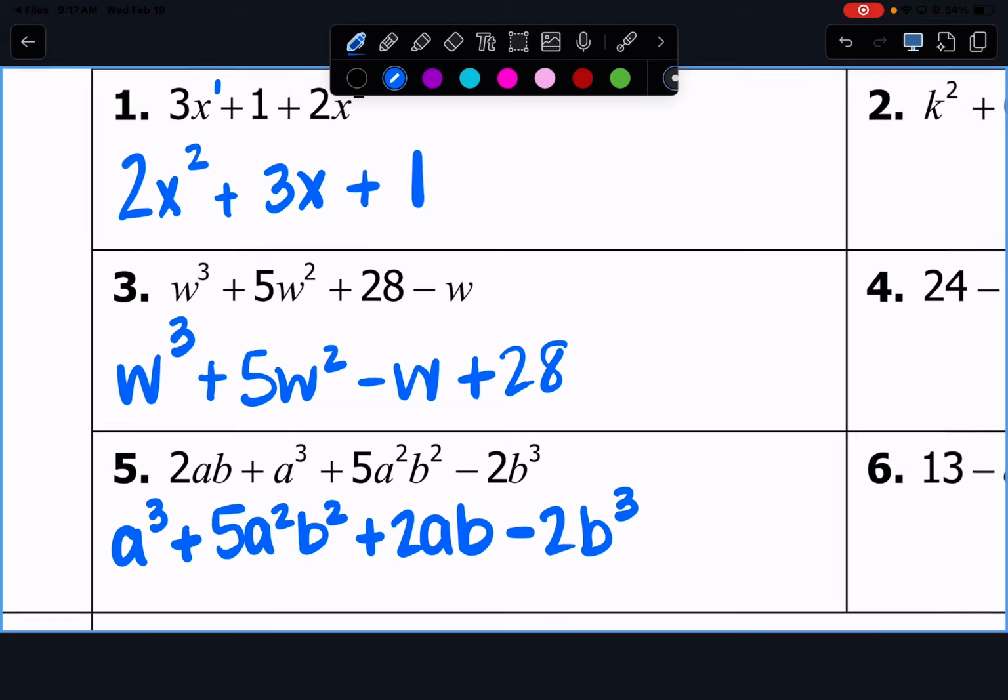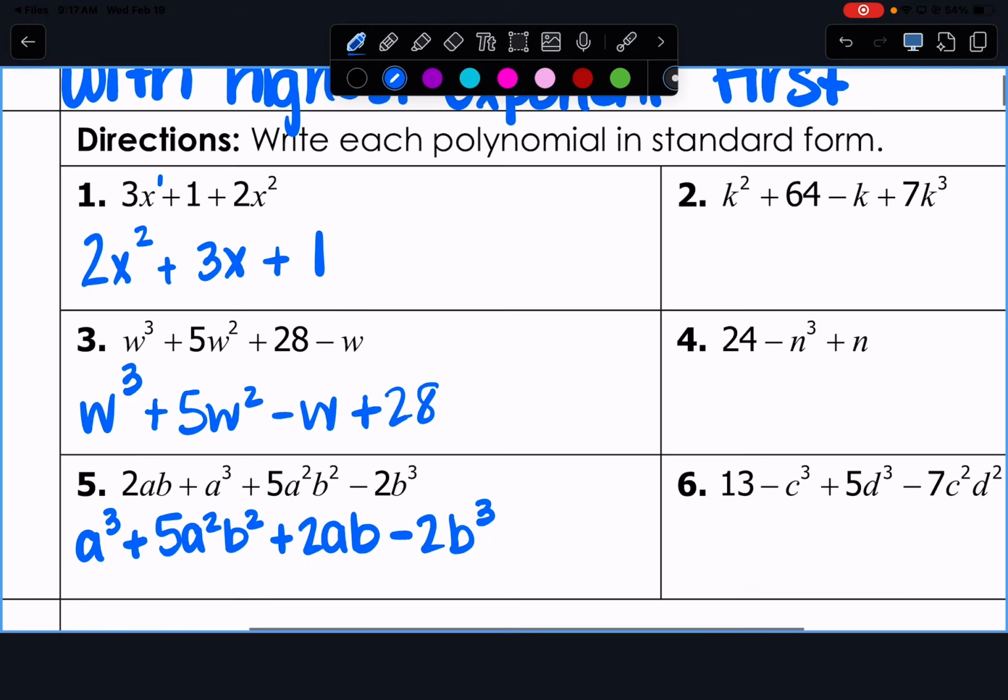All right, now I want you all to do that same thing with 2, 4, and 6. Do that for me real quick. Just put them in standard form.